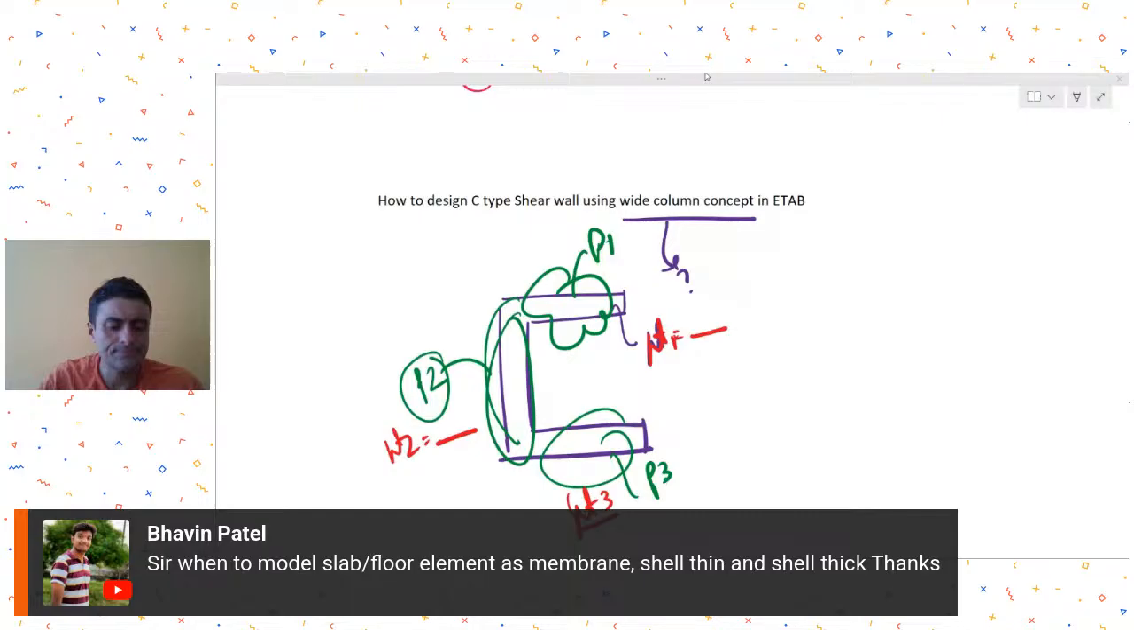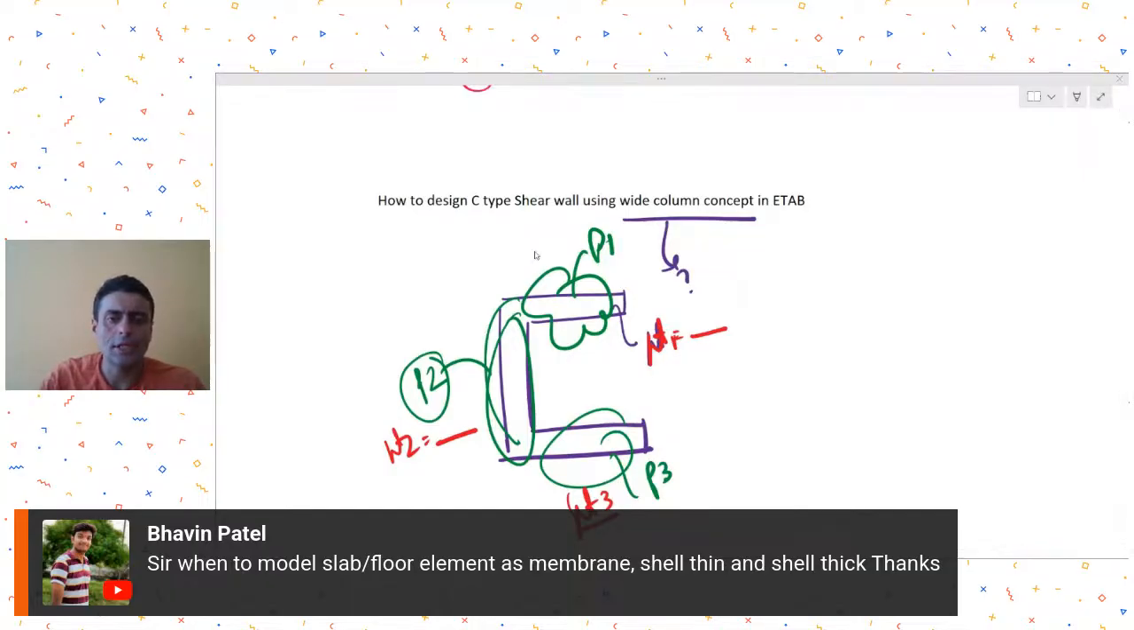Also, if you ask about the actual slabs, then an actual slab like an RCC slab, its behavior is closer to shell-like behavior, because your slabs do exhibit out-of-plane stiffnesses also. So your actual behavior of slab is closer to a shell-like behavior.